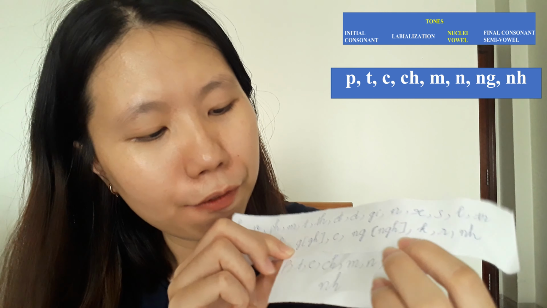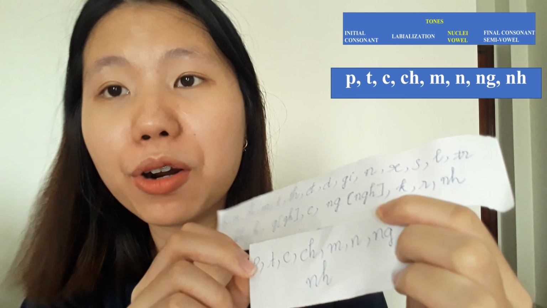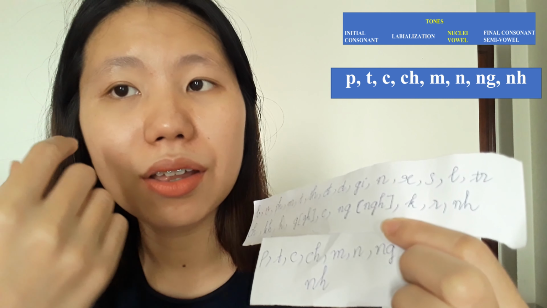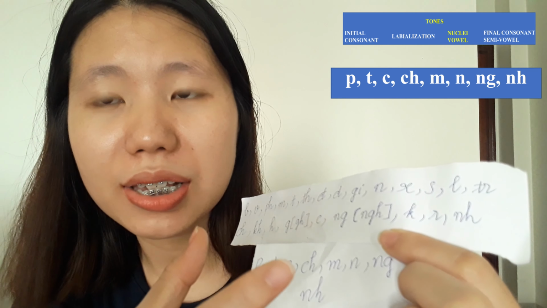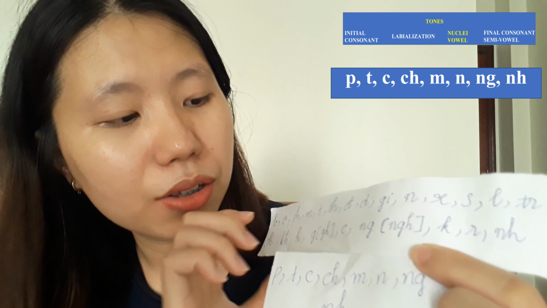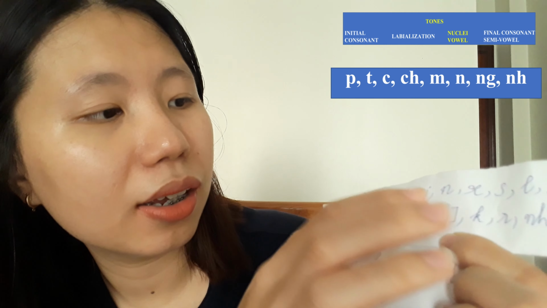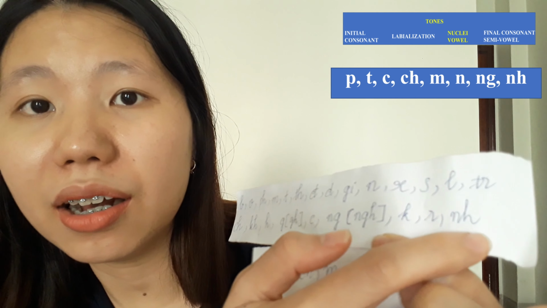Well, actually, for the 7 final consonants here, t, k, j, m, n, ng, and ñ, they are both initial consonants and final consonants. You can find here t, k, then j, m, n, then ng, and ñ.